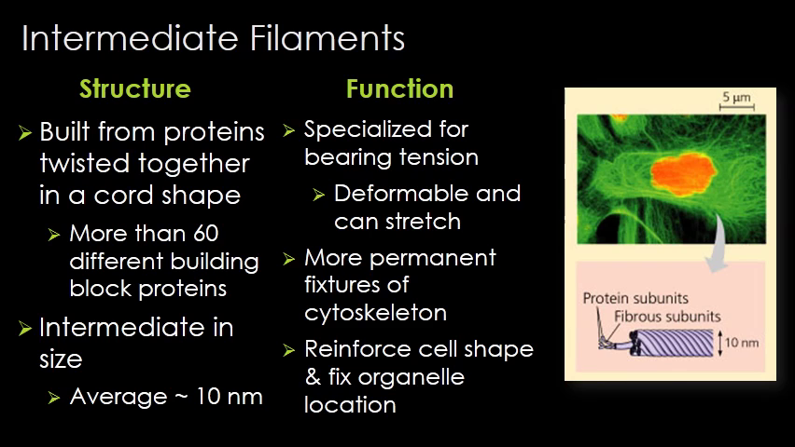The intermediate filaments are, of course, intermediate in size. They're not made of just one particular protein like the microtubules. There's more than 60 different building blocks here, but the most common is keratin, the same one that makes up your hair. The job of the intermediate filaments is to deal with tension. They are deformable, they are bendable, and they can stretch up to twice their length without breaking. These are going to be permanent fixtures of the cytoskeleton that are going to keep cell shape and organelle location in place. It's going to be that skeleton, that framework that holds things where it needs to be.